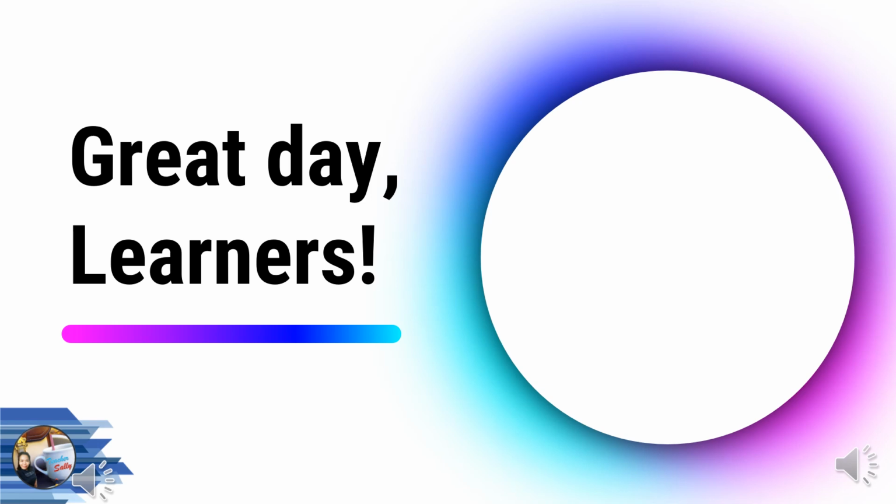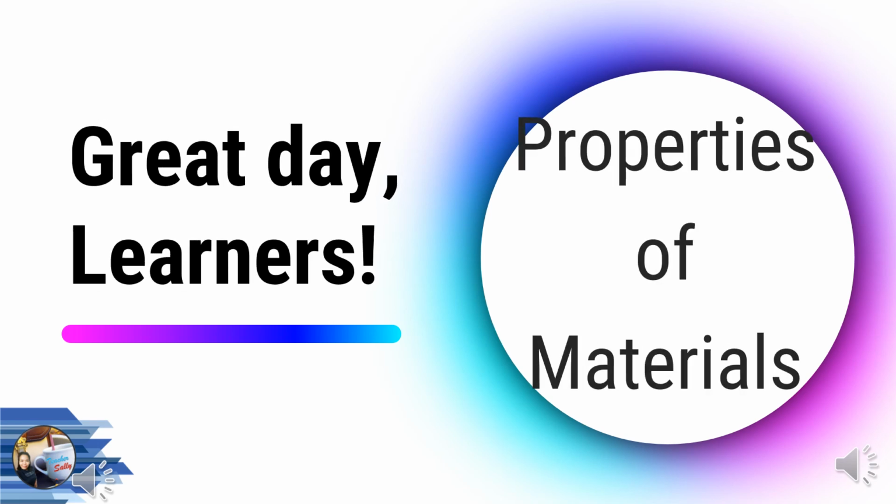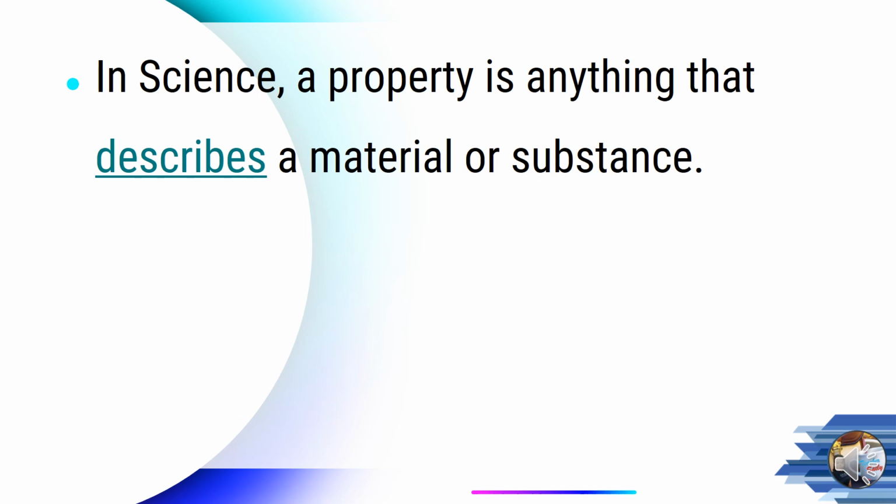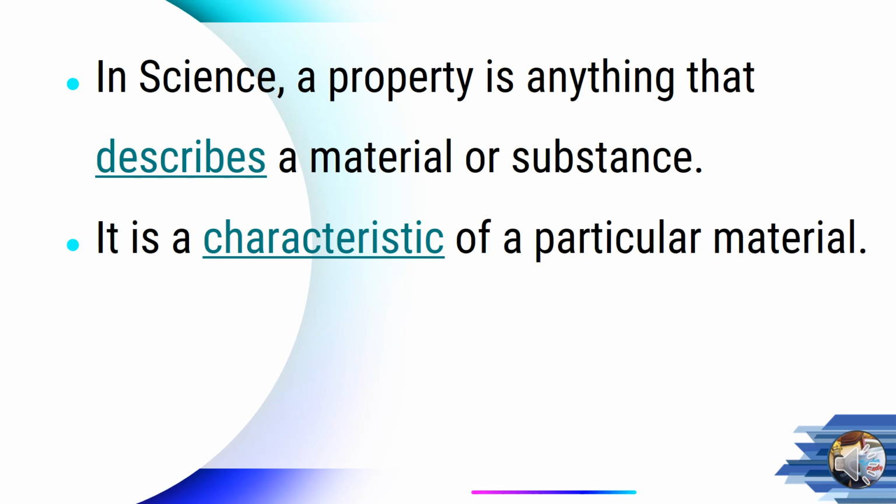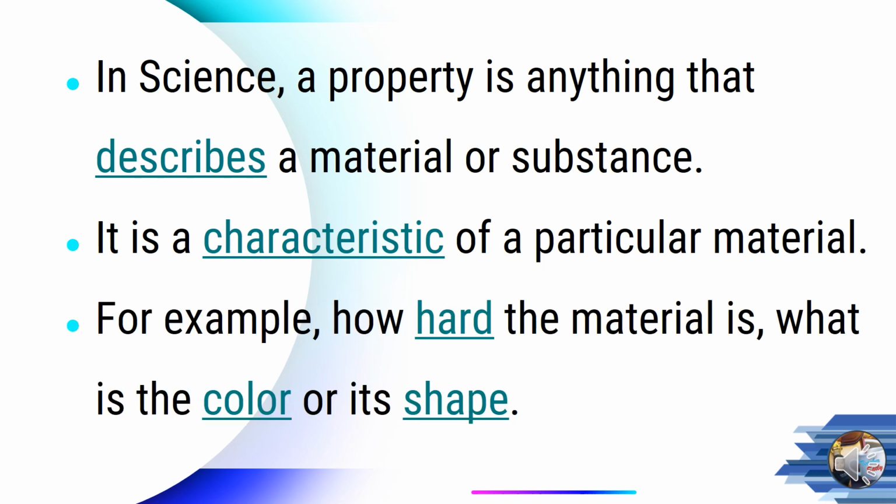Today, we are going to talk about the properties of materials. But what do you mean by property or properties? In science, a property is anything that describes a material or substance. It is also a characteristic of a particular material. So for example, how hard the material is, what is the color of that material, or what is the shape of that material.